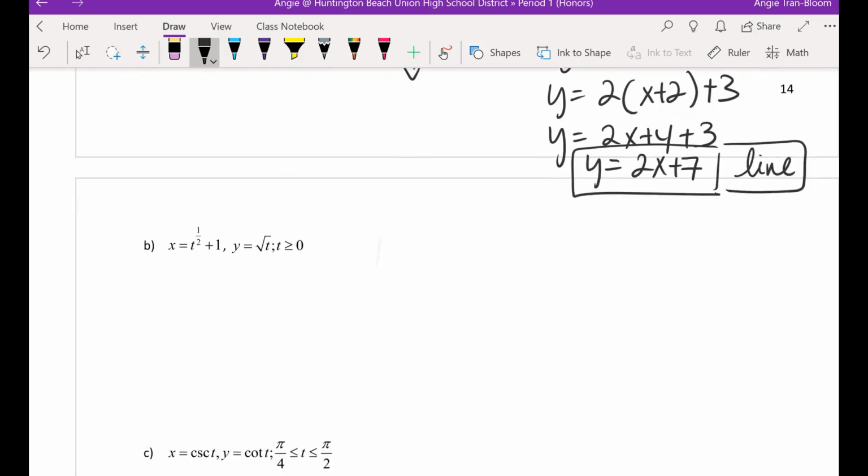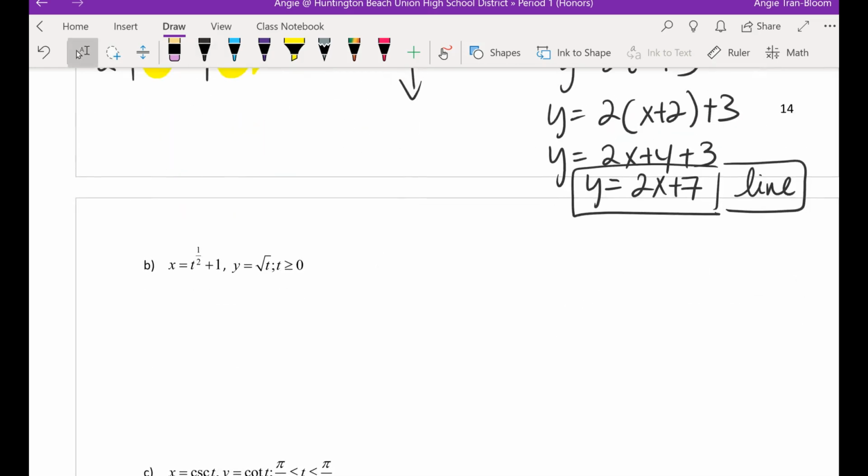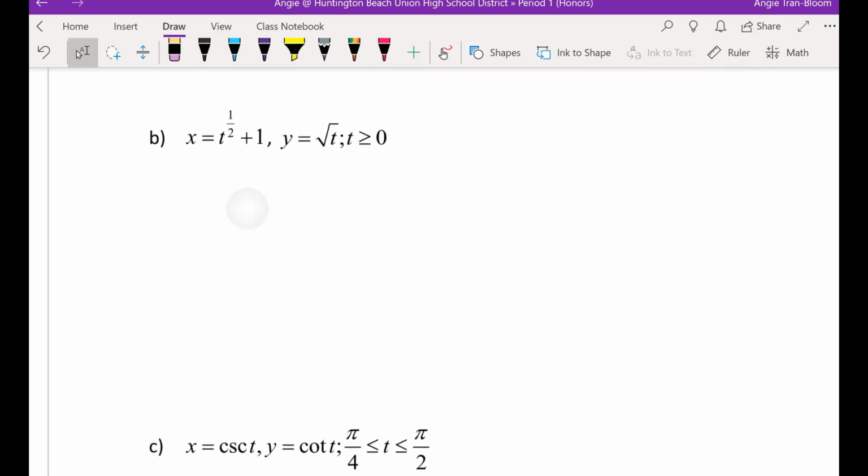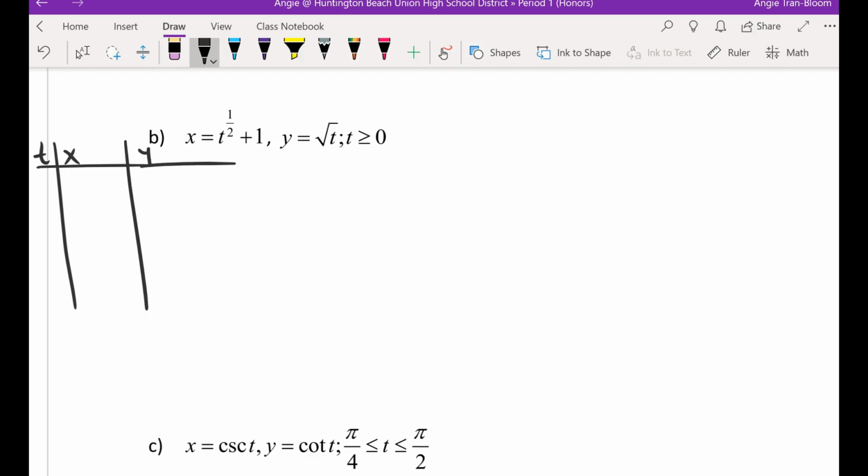Example B, we are going to do the same way. This time, as you can see, t is restricted starting from 0, but there's no n of that. So we are still going to make a table: t, x, and y. Since t is starting at 0, I will start at 0. Are you ready?